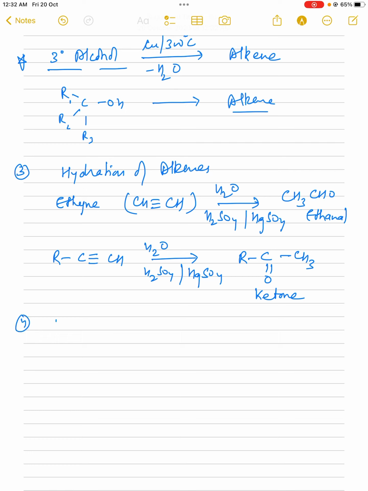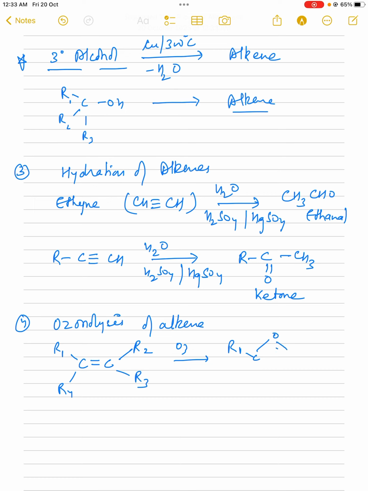Fourth one is ozonolysis of alkene. Suppose we took this alkene R1 C double bond C, R2, R3 and R4. If we put ozonolysis, then we will end up with the ozonide product R1 C, O, C, O O, and this is R4, this is R2, this is R3.